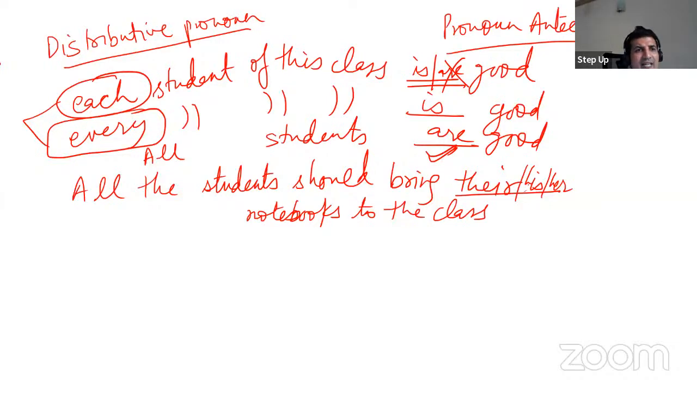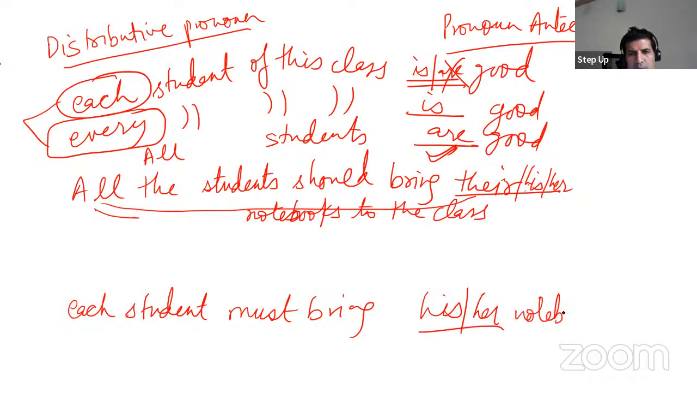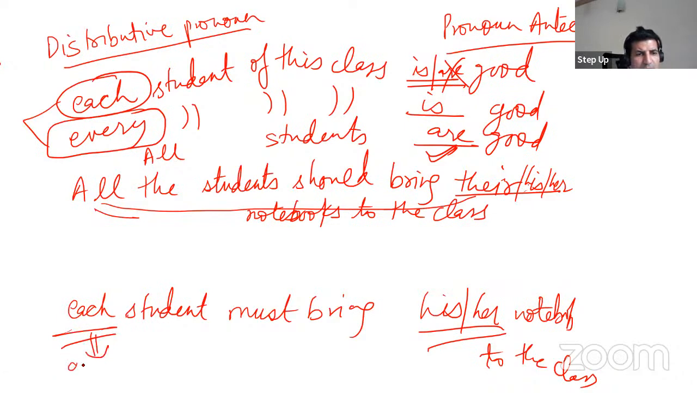There, right? Why? Because again, pronoun antecedent error, meaning pronoun and its antecedent should be in agreement, right? So this is referring to this, right? So this is plural, so this should be plural. Or if I say each student must bring his or her notebooks to the class. Okay, so each, again, distributive. Okay, his or her, again, singular.